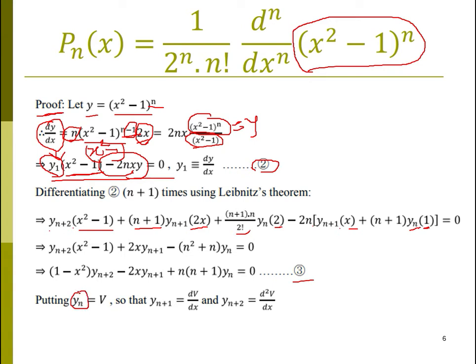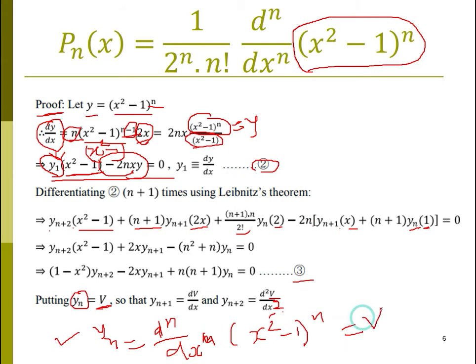Now we put the value y_n equal to v, so y_{n+1} is equal to the first derivative of v with respect to x, and y_{n+2} is equal to the second derivative of v with respect to x, d²v/dx². And y_n is equal to the nth derivative, dⁿ/dxⁿ of (x² − 1)ⁿ. This is y_n equal to v.